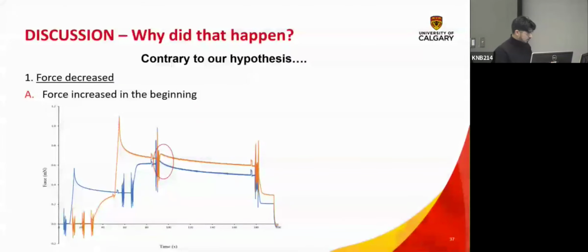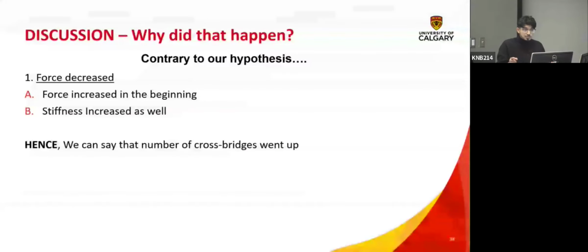The first thing that was quite odd and contrary to what we initially said was that the force decreased instead of increasing as we initially said. There are two things to note, however. Firstly, this was very consistent with every single experiment that we did: the force increased slightly in the beginning before we saw a gradual decrease in the Riger solution. The second thing we noted as well is that the stiffness did in fact increase. And as I mentioned, that does add to our initial explanation that the number of cross bridges are increasing following submersion in Riger. So I think we have enough evidence to conclude that the number of cross bridges increased.